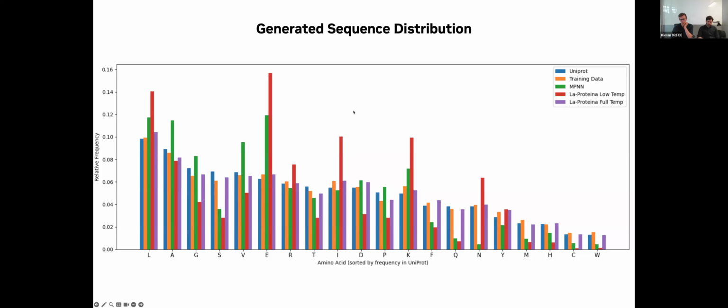Cool. Let me continue. Okay, so yeah, I mentioned if we do full temperature sampling, we kind of recover the amino acid distribution of our training samples. If we do low temperature sampling, we bias the distribution a bit, which makes sense. But we don't do some bias that people usually see, for example, MPNN has this alanine bias, and some previous co-designability methods have it as well, and we don't have that. We have a similar alanine content here as well. So I think overall we're happy with these distributions, I guess.